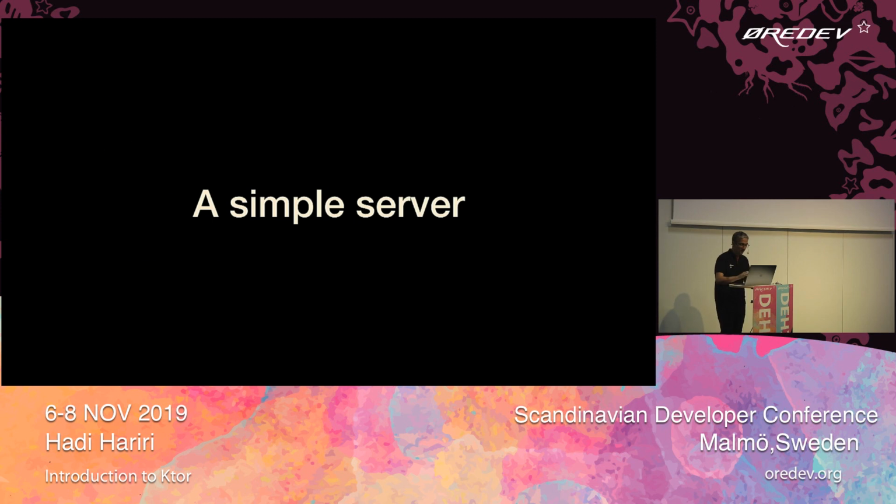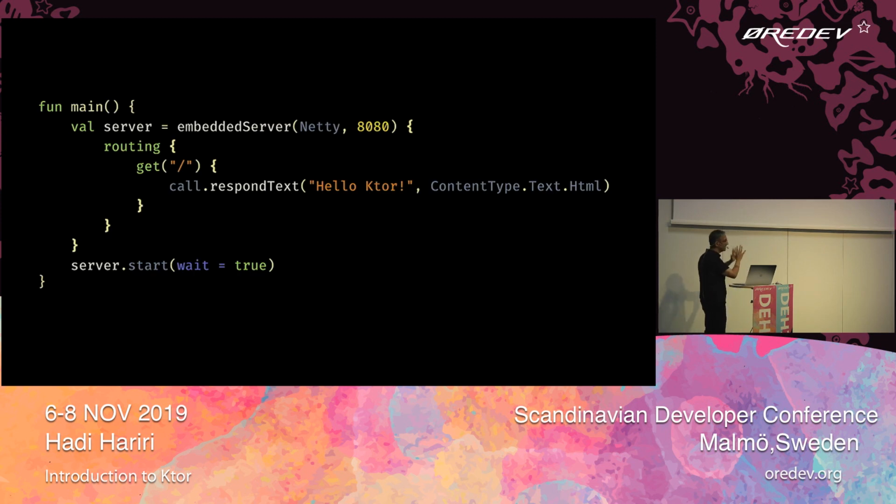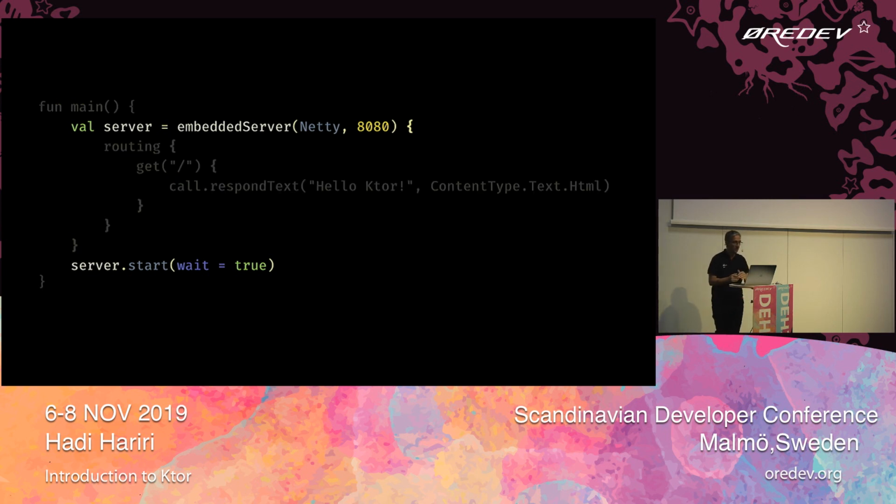So a simple server. To give you an example, this is basically the simplest code you have for Ktor to get an HTTP endpoint up and running. So the first thing that we do is we create a server, and Ktor can use any kind of transport protocol, so to speak. And by transport, I don't mean the actual HTTP or SMTP or anything like that. I'm referring to the underlying mechanism that does the HTTP connections. So in this case, I'm using Netty.